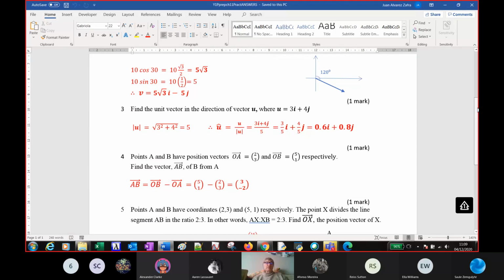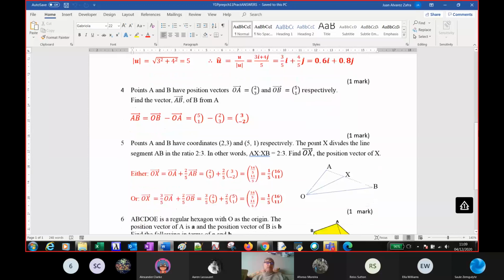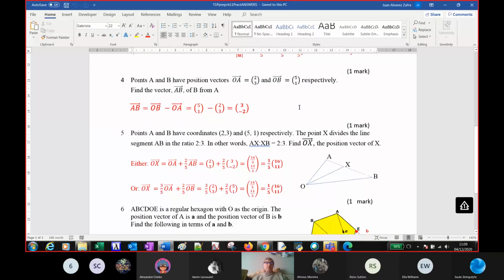Moving on to question 4, really quite an important question. So we have points A and B with position vectors OA and OB. OA tells us how to get to A, and OB tells us how to get to B. So in other words, A has coordinates (2, 3), and B has coordinates (5, 1). Let me just go through what we do in general, and then I'll explain why.